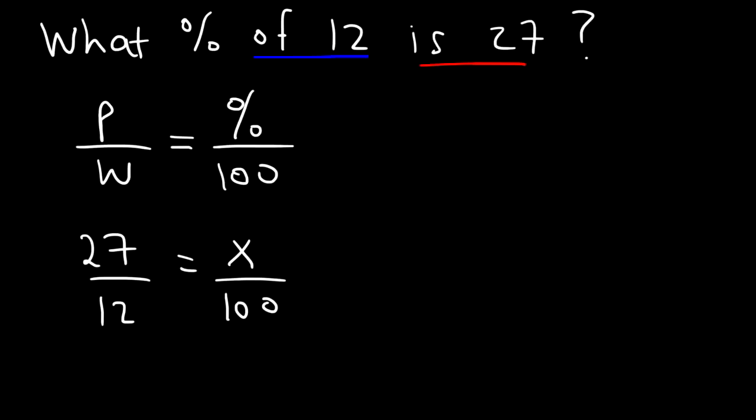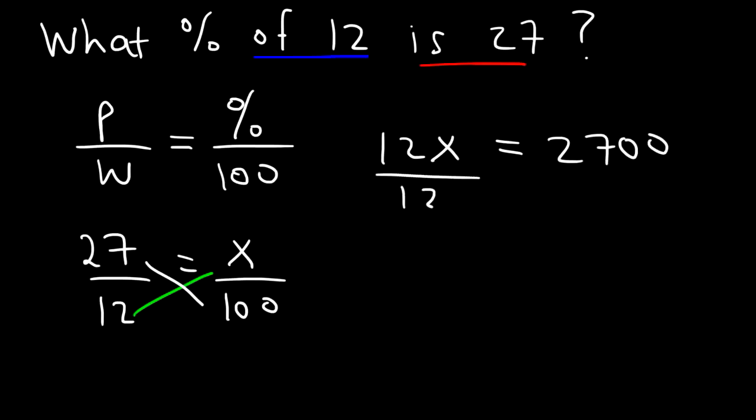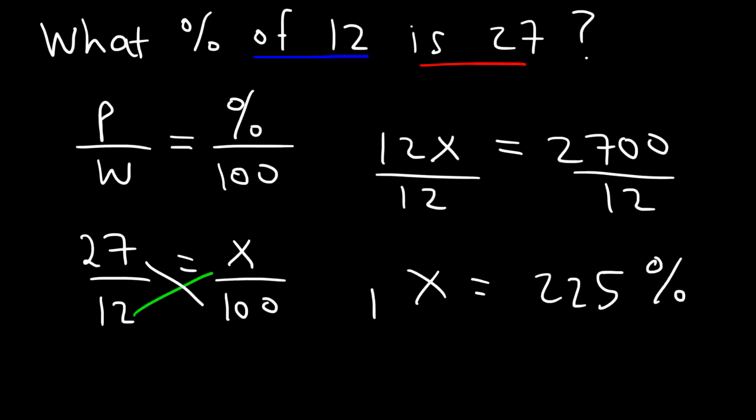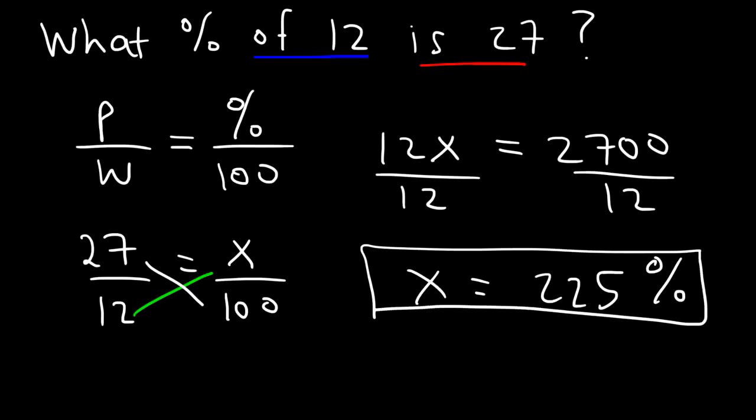Whenever the part exceeds the whole, your percentage is going to be greater than 100. Let's go ahead and find the value of X. So what we have is 12X, after cross multiplying, is equal to 27 times 100, which is 2,700. Now all we need to do is divide both sides by 12. And then this is going to give us the answer. So 2,700 divided by 12 is 225. So 27 is 225% of 12. And so that's how you could read the sentence if you want to.